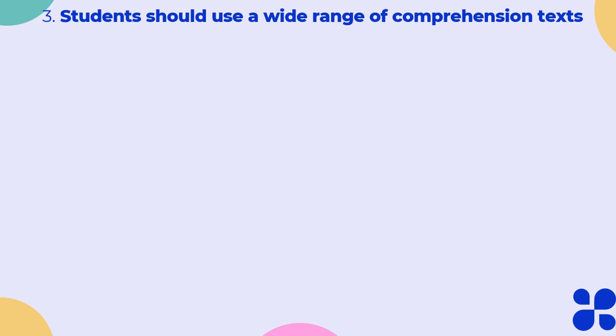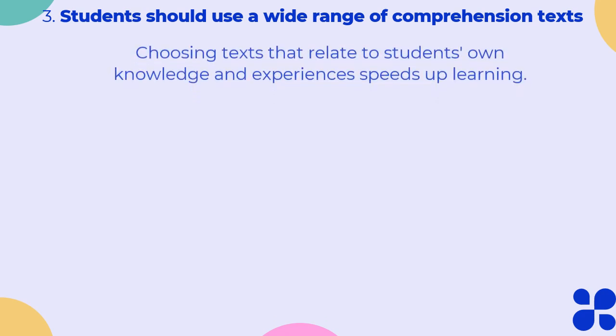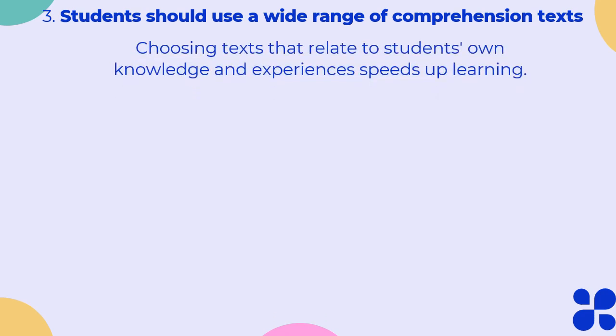The third key principle is that students should use a wide range of comprehension texts. Interesting topics motivate students, so choosing texts that relate to their own knowledge and experiences can speed up learning. For example, a reading text about their favorite sport or a listening task on a topic that they have learned about before will engage them more than topics that are unknown to them.